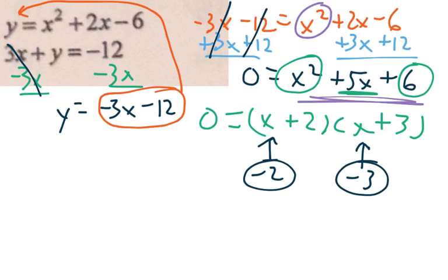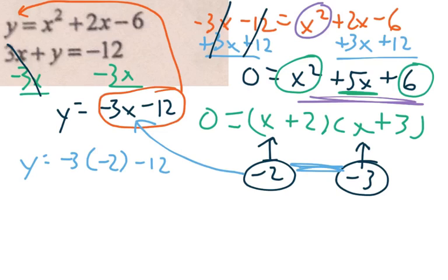Now, we're not quite done yet, because all we have are the x coordinates. So I'm going to take each of these and plug it into my simple linear equation that I solved for earlier. So I know y is going to be, for example, negative 3 times negative 2 minus 12. Again, I just plugged in the negative 2 first. So 6 minus 12 is negative 6. So one of my answers is going to be negative 2 for x, negative 6 for y.